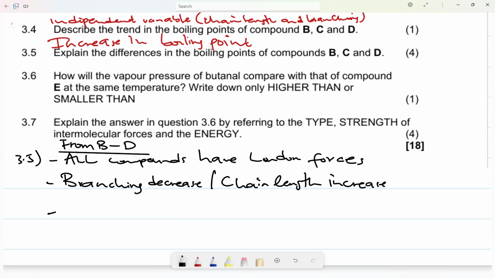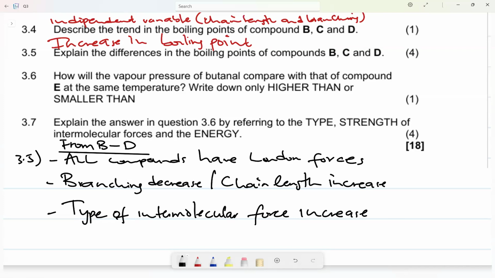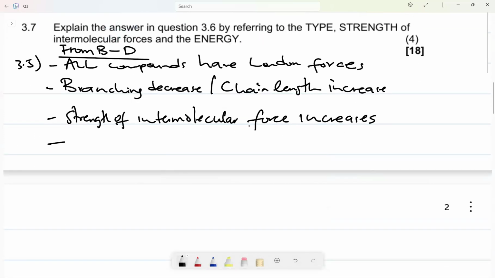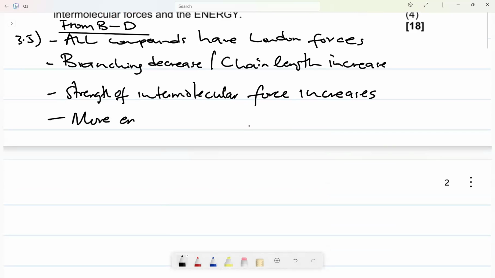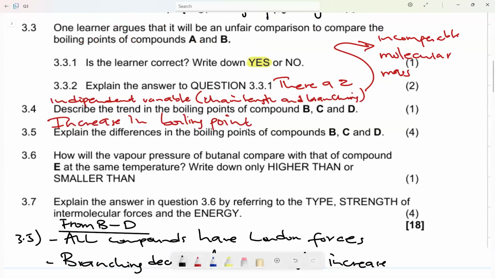Then if chain length increases, what happens to the intermolecular force? The strength of intermolecular force increases from B to D. Therefore, more energy is required to overcome the intermolecular forces. That is that.